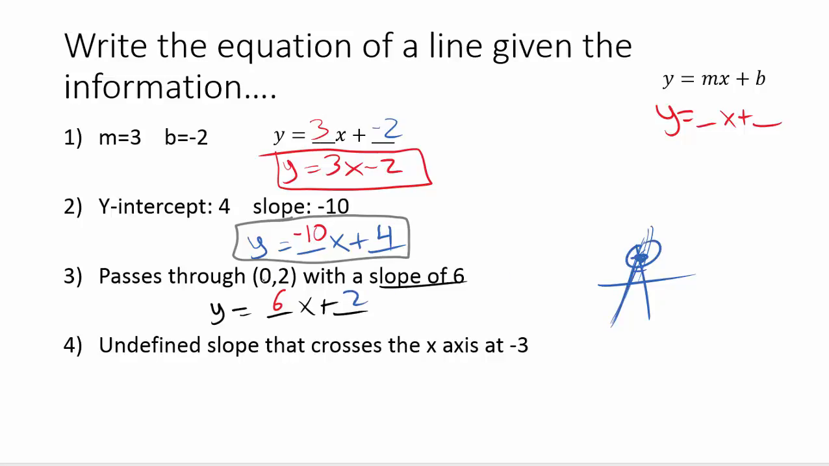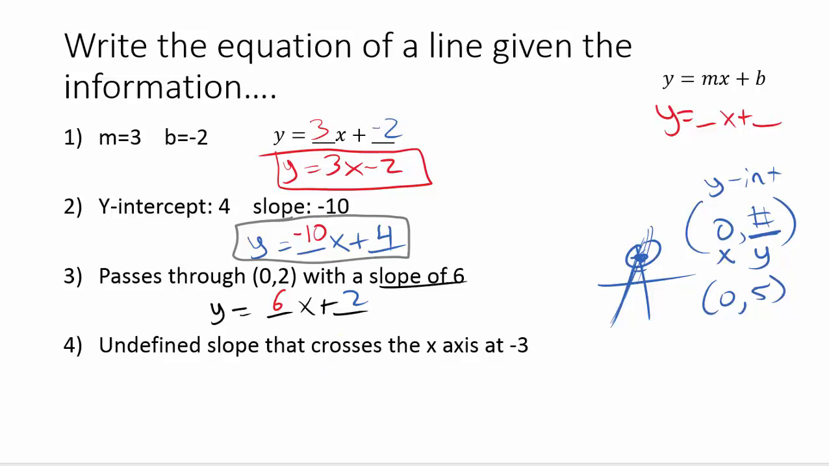So any point that has a 0 for the x, even if the y is 0, is going to be a y-intercept. Like the point 0, 5 is a y-intercept. So we plug in 2 for the y-intercept and we're good there.